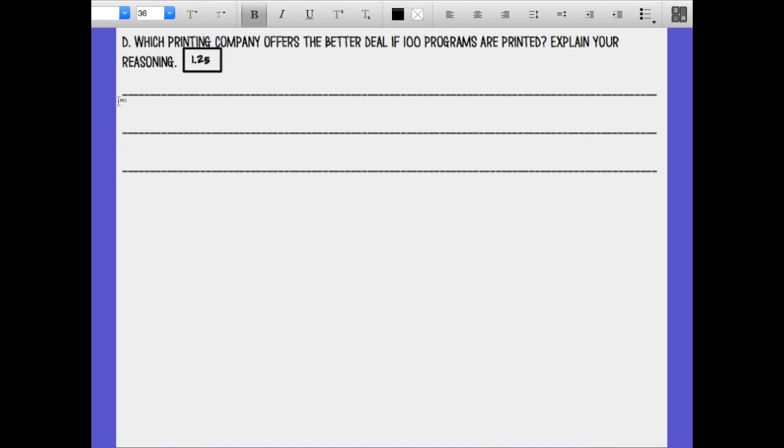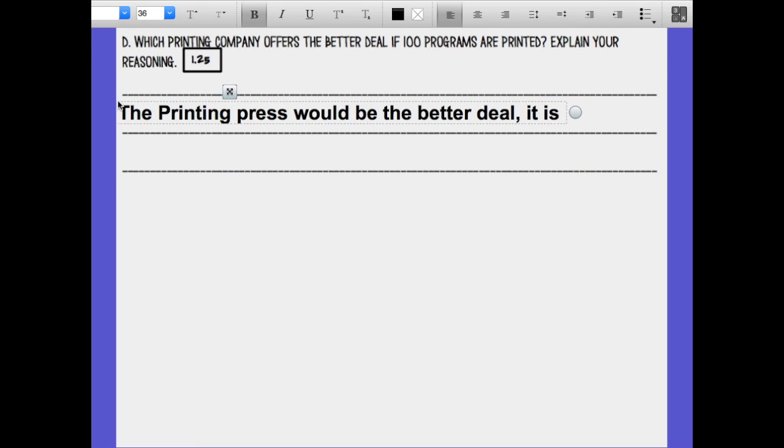So for here, we can simply state that. We can say the printing press would be the better deal. We can say it is $50 with them, and Janet's is $60.